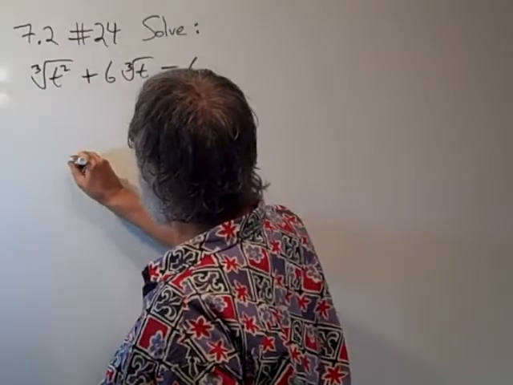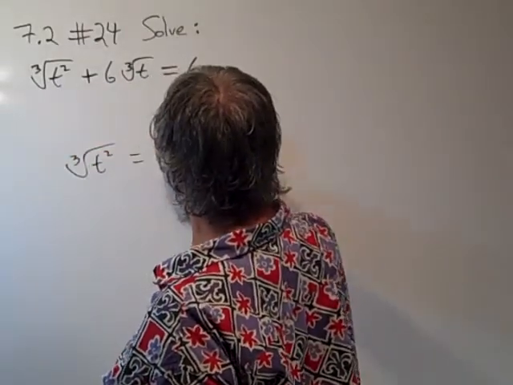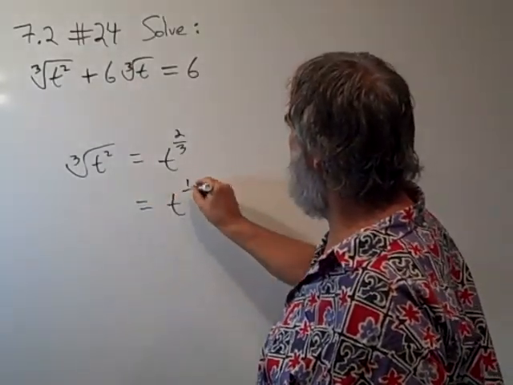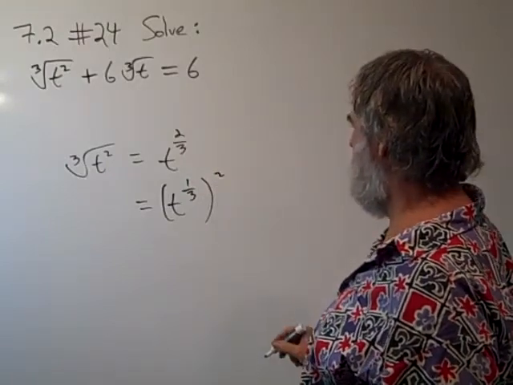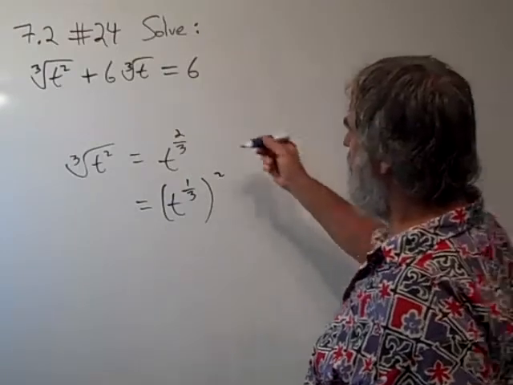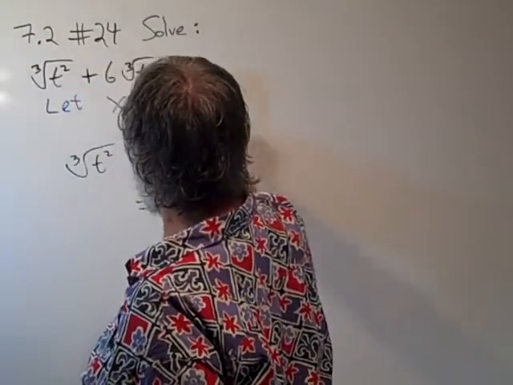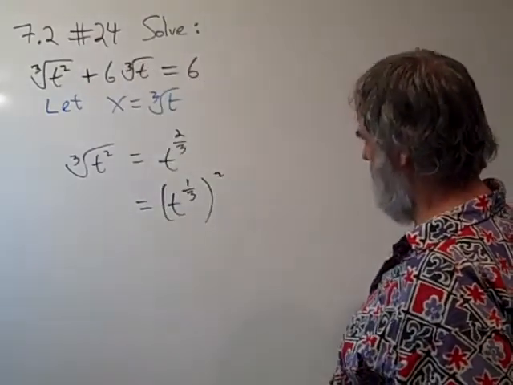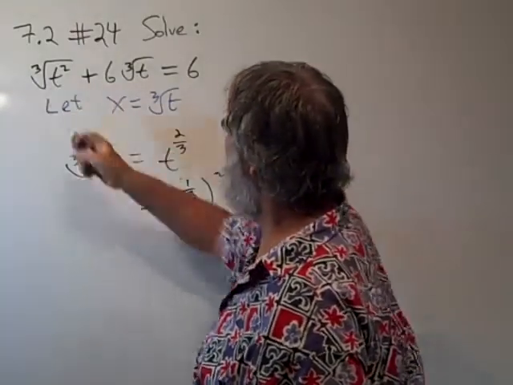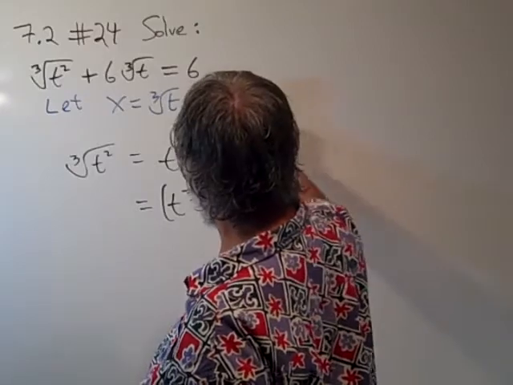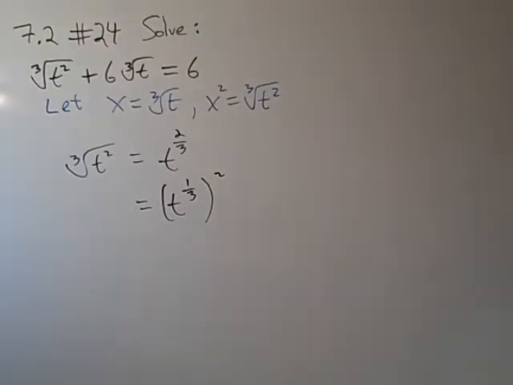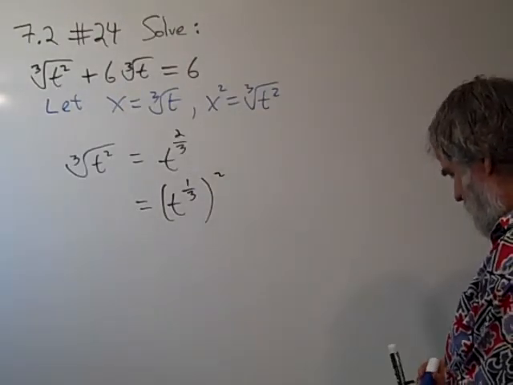Notice here that the cube root of t squared is t to the 2/3 power. And you could think of that as t to the 1/3 power squared. So if we let x equal the cube root of t, then we know automatically that x squared is equal to the cube root of t squared. Then our equation becomes much simplified.